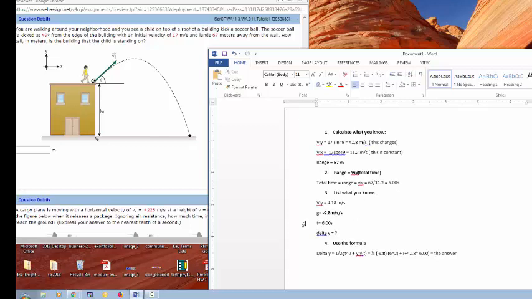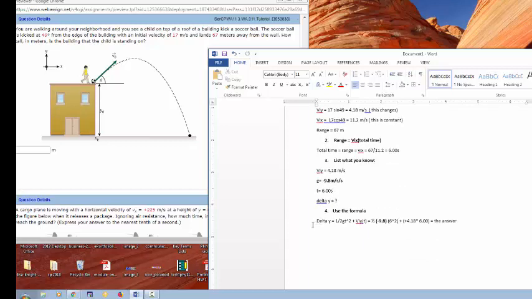Now, I've got the time, I've got the initial upward velocity, and I've got gravity, which is negative 9.8. So I'm going to use my delta y formula, which is delta y equals 1/2 g t squared plus V_iy times t. I plug in my numbers for g, negative 9.8, 6 for time, and a positive 4.18 times 6.00 seconds, because I initially put it up at a positive speed. And if I do my algebra correctly, I should get the answer.